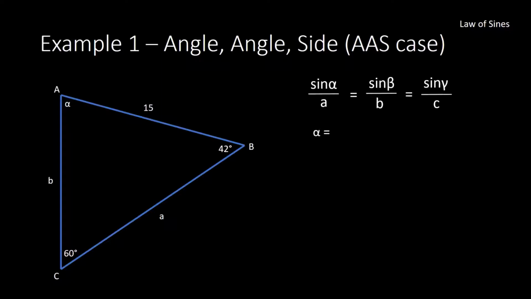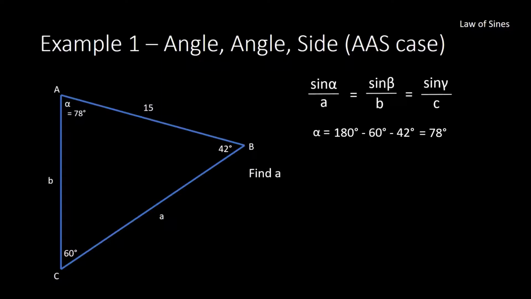Let's find alpha first. As we know that the interior angles of a triangle sum to 180 degrees, alpha will be equal to 180 degrees minus 60 degrees minus 42 degrees, which is equal to 78 degrees.